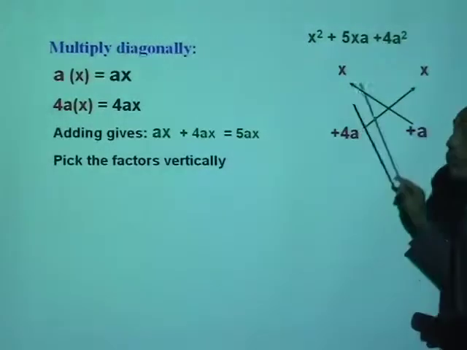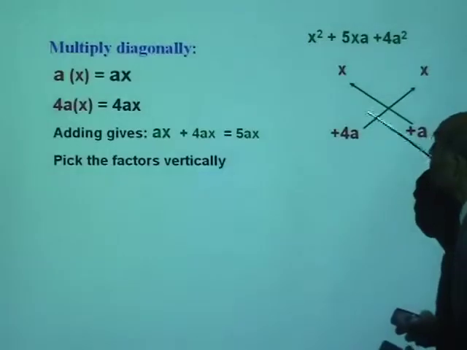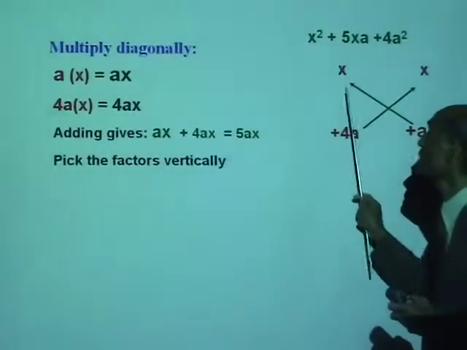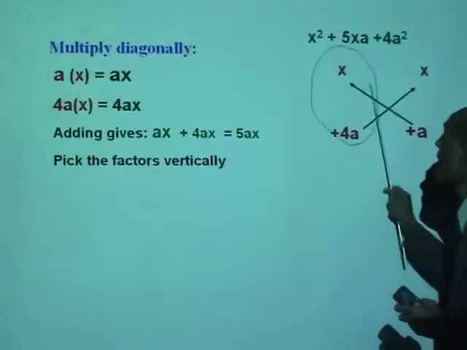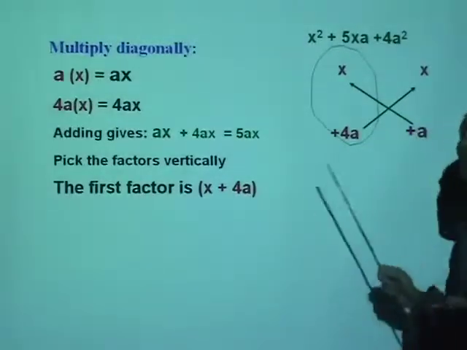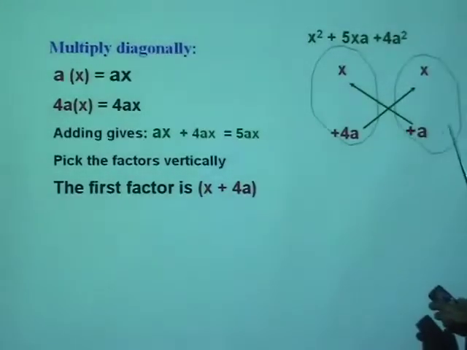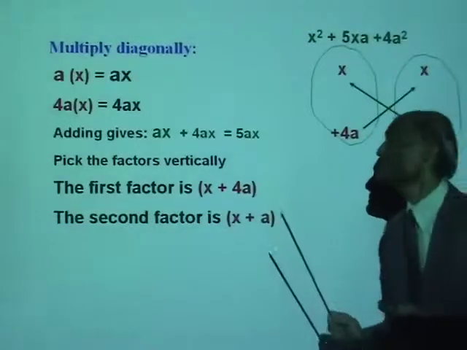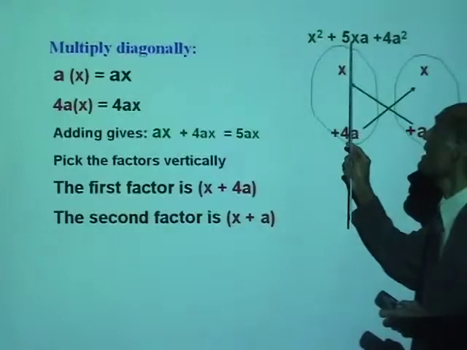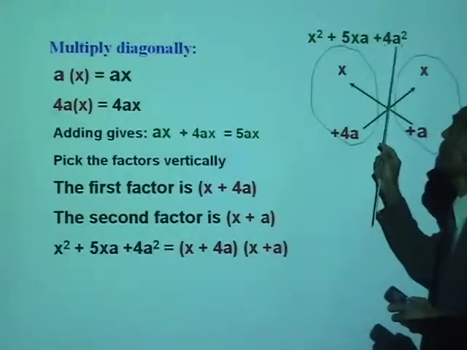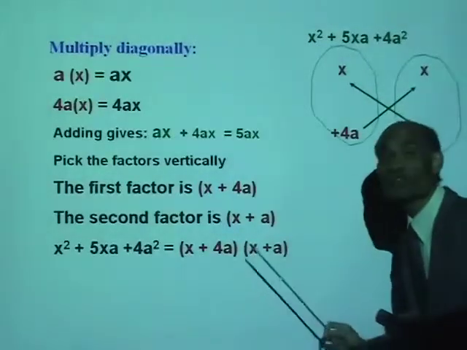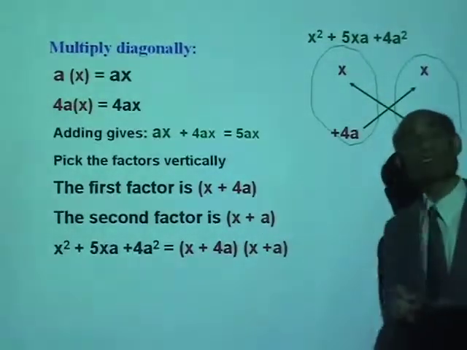And therefore, we now pick the factors vertically. What is the first factor? The first factor is x plus 4a. x plus 4a is the first factor. What is the second factor? x plus a is the second factor. And so, x squared plus 5xa plus 4a squared is factored as x plus 4a times x plus a.